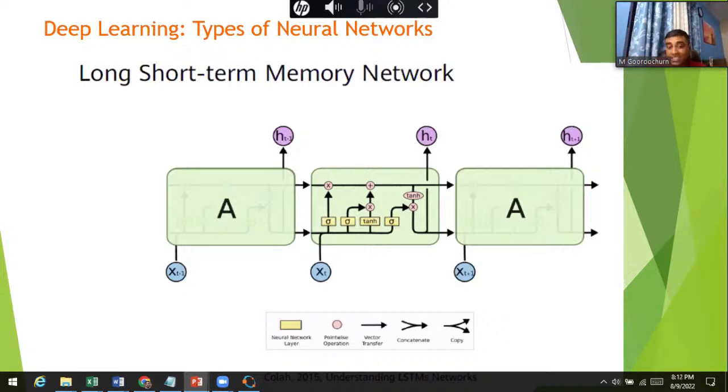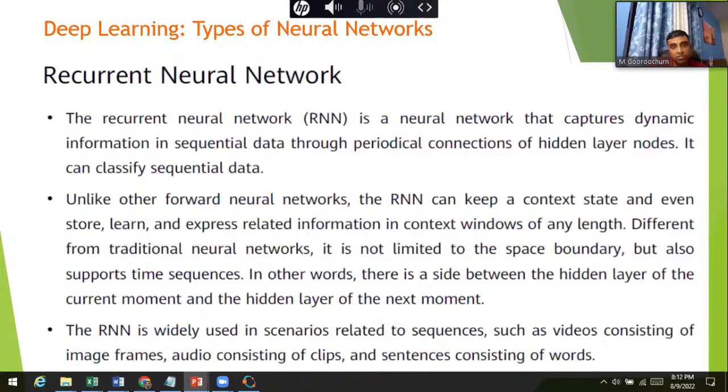Like I said, there was sequence data. You have a few of those. One is called recurrent neural network, and one is called LSTM, which I've just shown to you. One is called GRU, gated recurrent unit. So you have 3 main types in this family of recurrent neural networks. Again, I'm just giving you a broad overview of it.